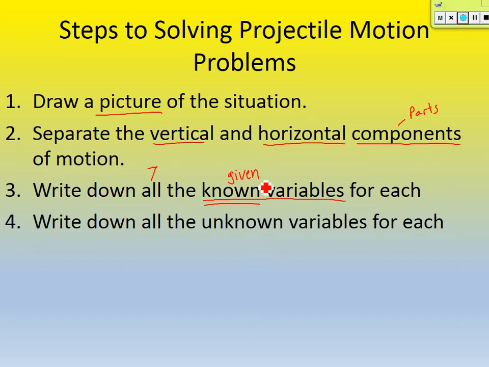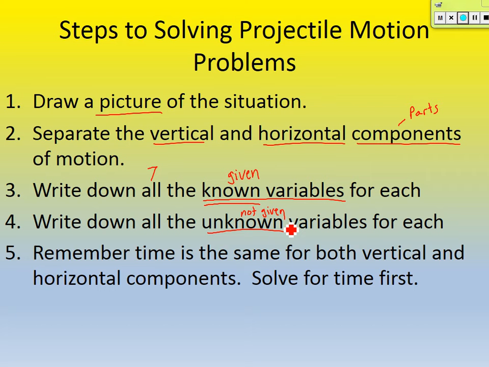Step 4, we're going to write down all the unknown variables. So out of those 7, the unknown ones are the ones that are not given in the problem. These are the ones we're just going to put a question mark by because we don't know what they are. Step 5 is to remember time is the same for both the vertical and the horizontal components. The time that a projectile spends in the air is the same vertically as it is horizontally. And so we're going to solve for time first.